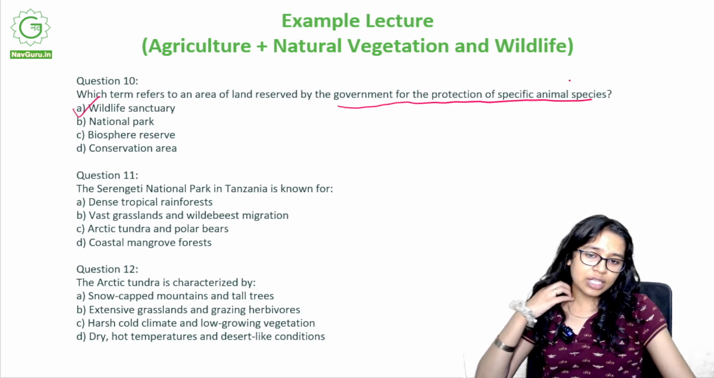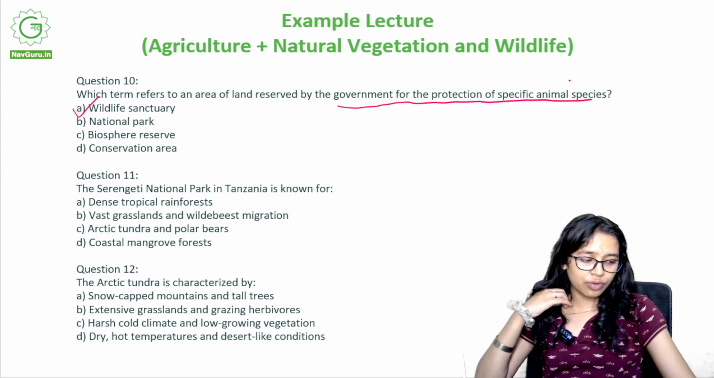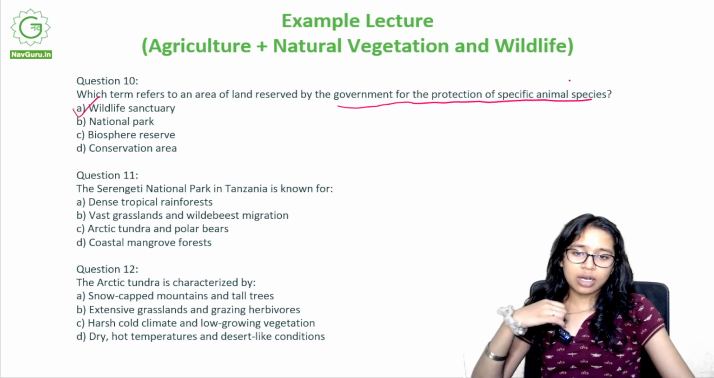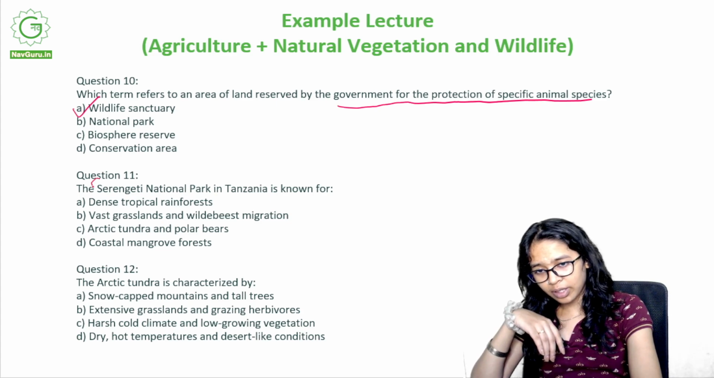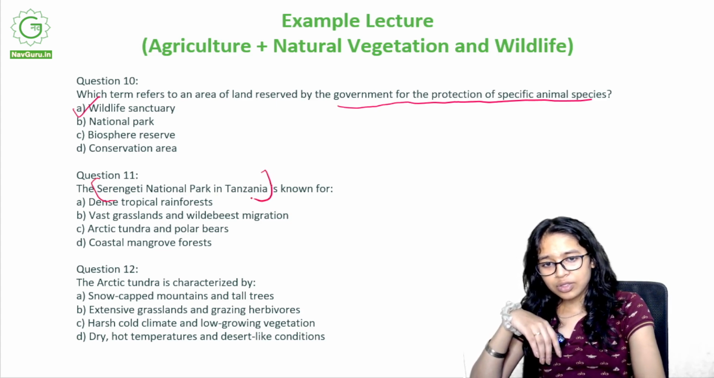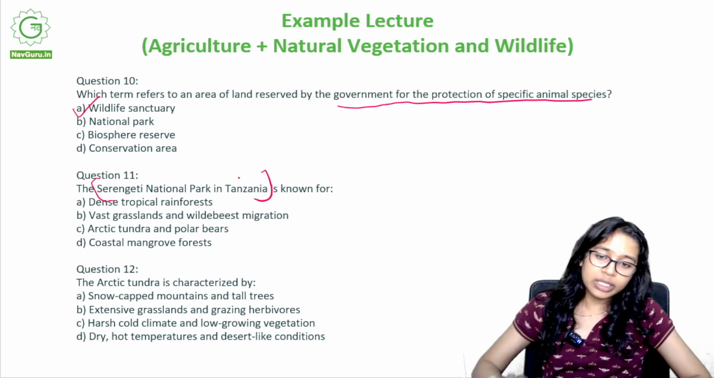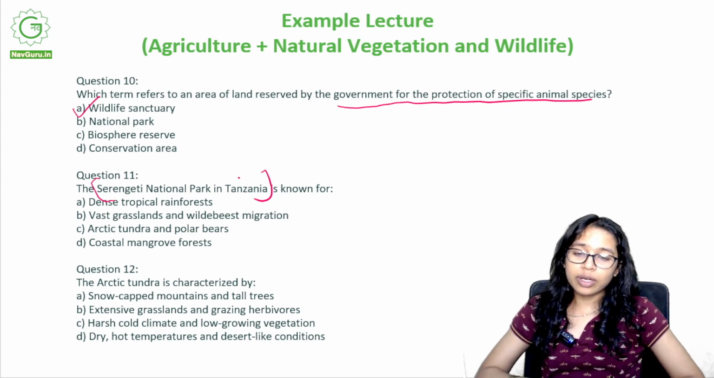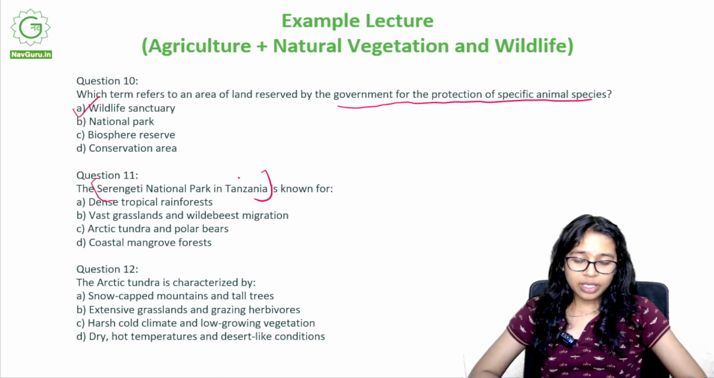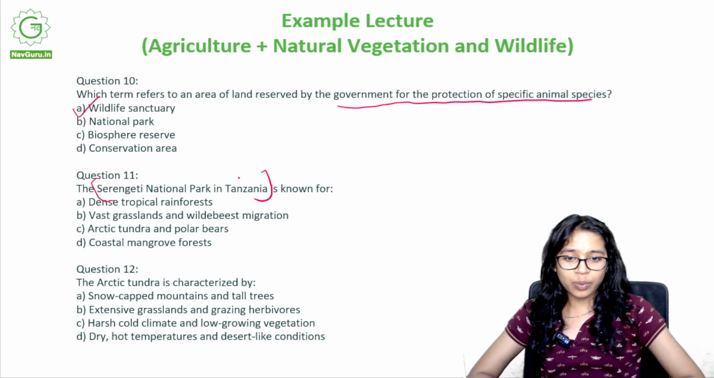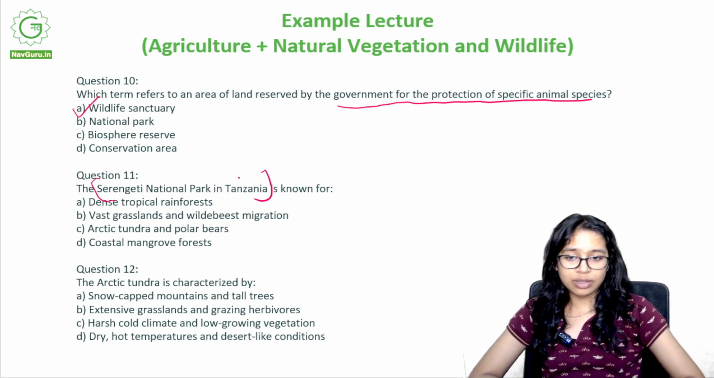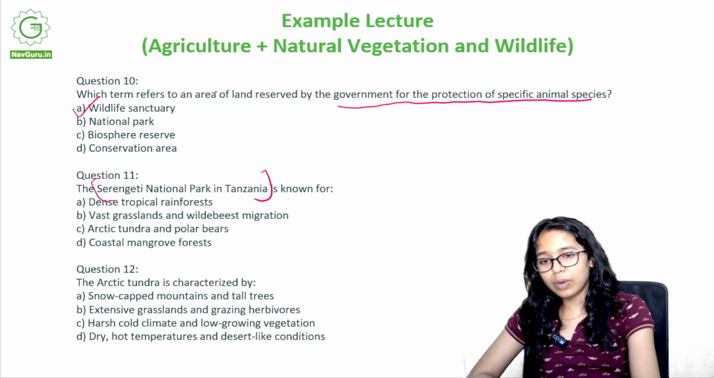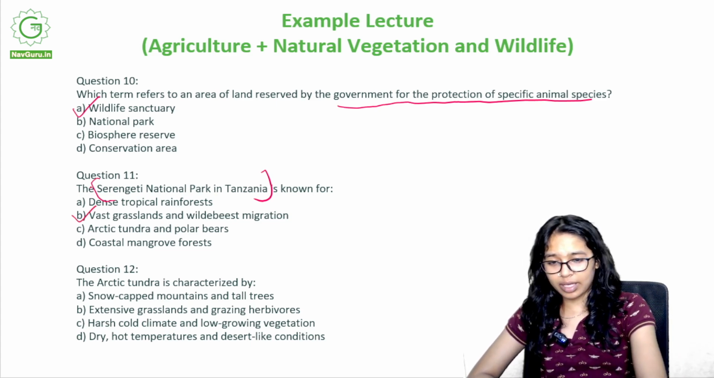The Serengeti National Park in Tanzania is known for what? Remember this name. This is something that we did not cover in the theory lecture. So where is the Serengeti National Park located? It is located in Tanzania. And what is it known for? Dense tropical rainforests, vast grasslands and wildebeest migration, Arctic tundra and polar bears, or coastal mangrove forests. So the right answer is B, vast grasslands and wildebeest migration.